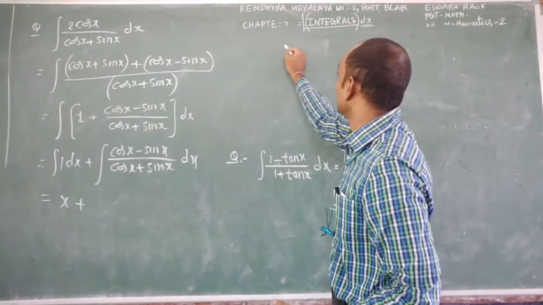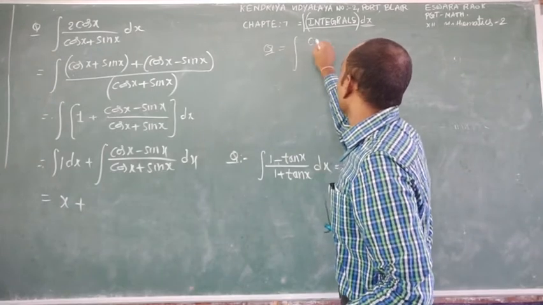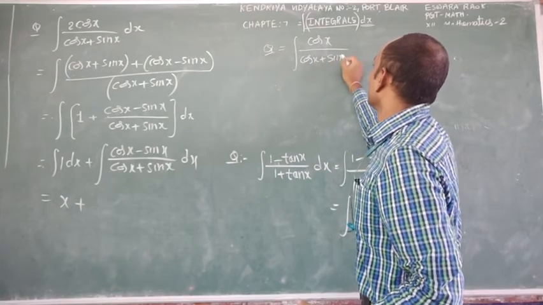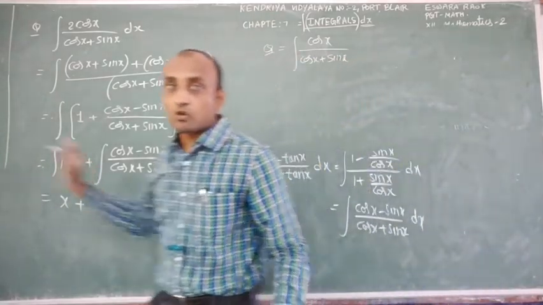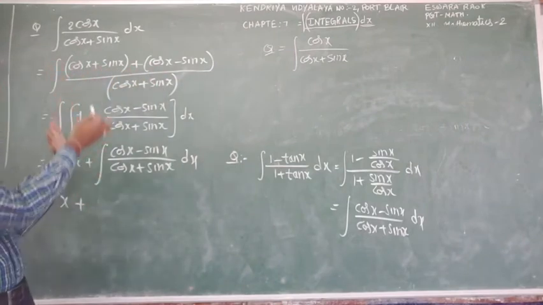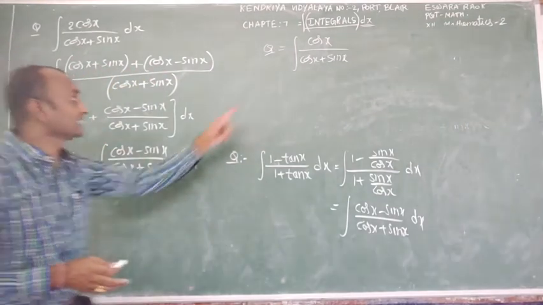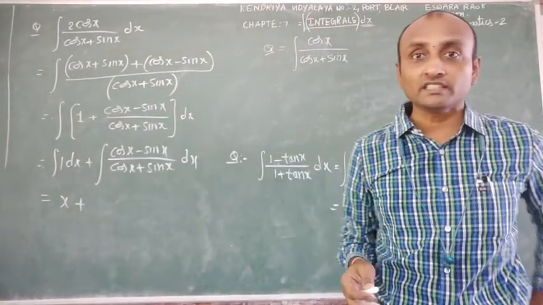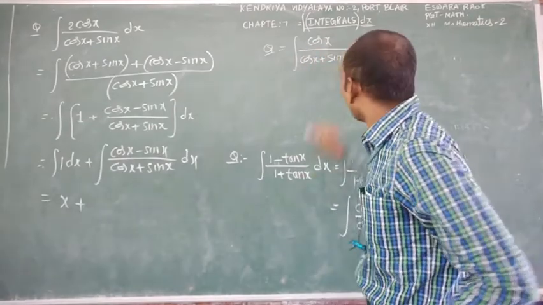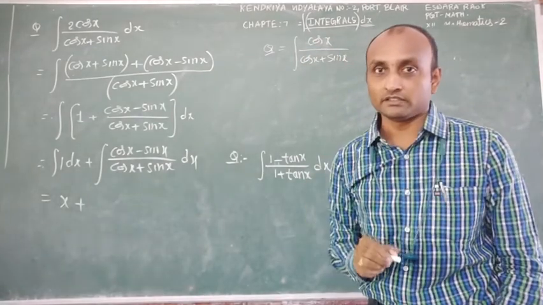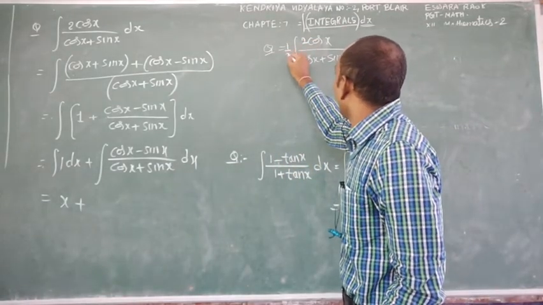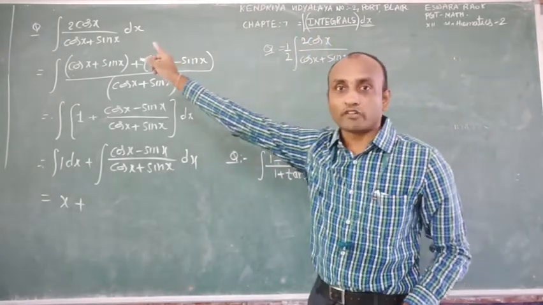If they ask you this question, integration of cos x by cos x plus sin x. Sir, when it is 2 cos x, we wrote cos x plus sin x plus cos x minus sin x. So that's splitting of the fraction and we got it. But if there is no 2 cos x, your only cos x is there, this time what do I have to do? This time I need a 2 here, a constant. It is not a variable. So multiply 2 inside, divide 2 outside. Then the question got repeated.